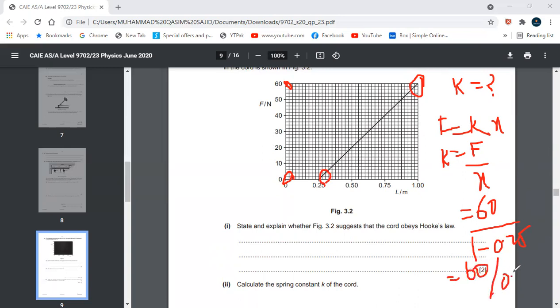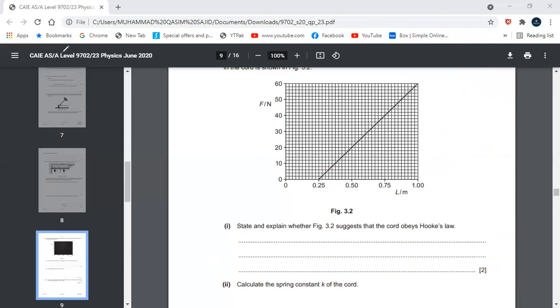Kindly calculate it. What will be the value? Calculate 60 divided by 0.75. It is 80 Newton per meter. Yes, 80 Newton per meter. So this is the value. Is this clear? Yes. Next, sir.